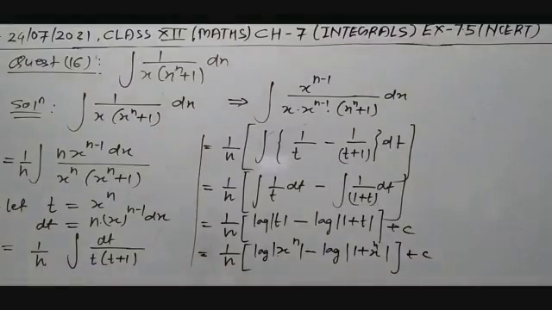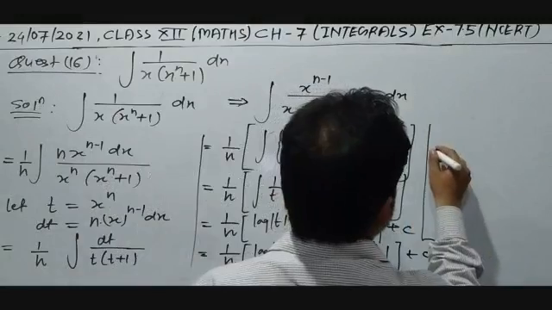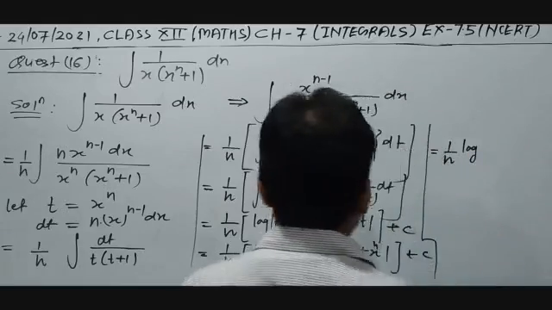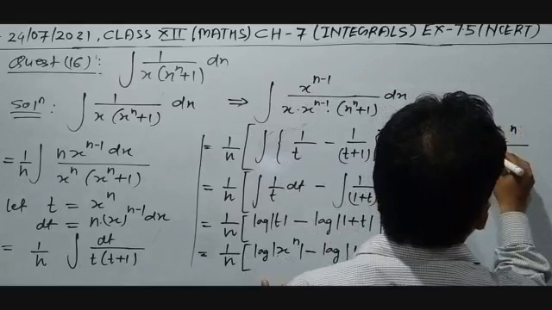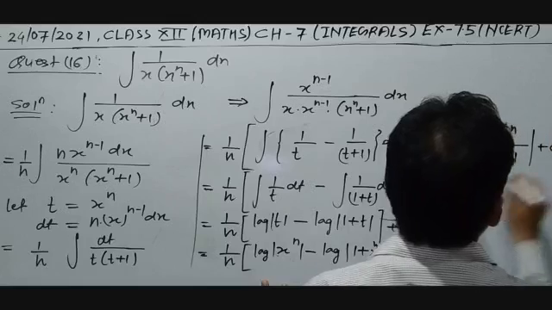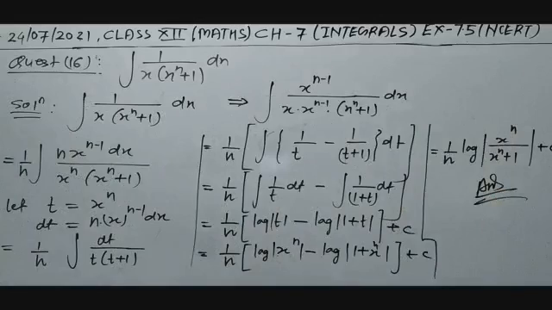So the answer will be 1 by n log of mod of x to the power n whole upon x to the power n plus 1, plus c. This is the answer. Now question number 16 is completed.